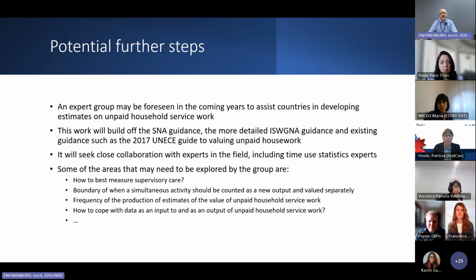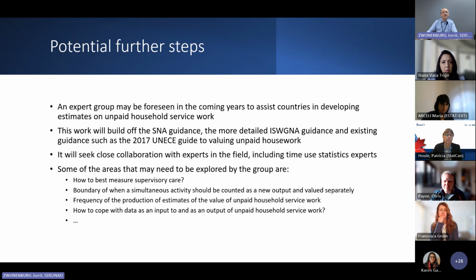And some areas that may need to be explored by this new expert group would be how to best measure supervisory care, the boundary of when a simultaneous activity should be counted as a new output and valued separately or together with an existing category, the frequency of the production of estimates of the value of unpaid household service work. Now it's recommended every 5 years, but maybe there is a possibility to increase the frequency, and also how to cope with data as an input to, and as an output of, unpaid household service work. So people using free apps and in that way creating data for companies. How are these things going to be factored in the work that we're doing? So this is a bit for future steps.